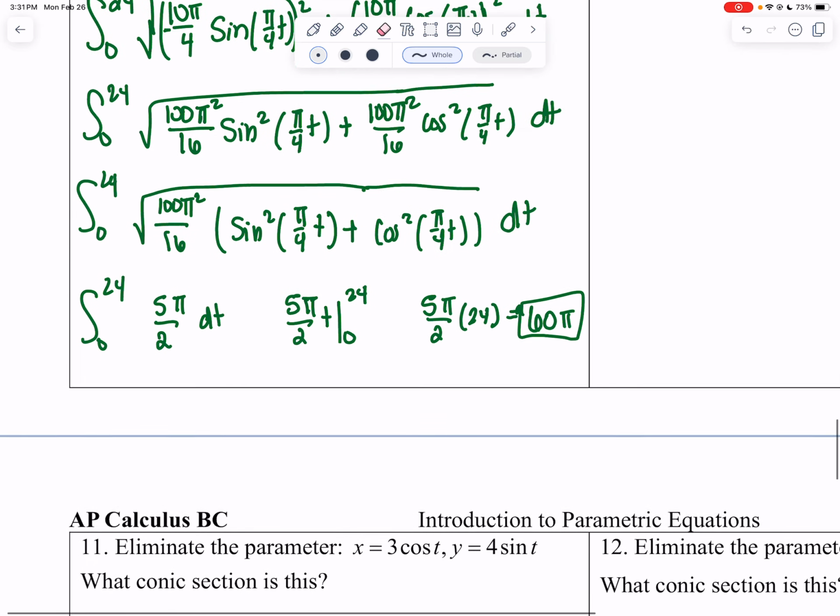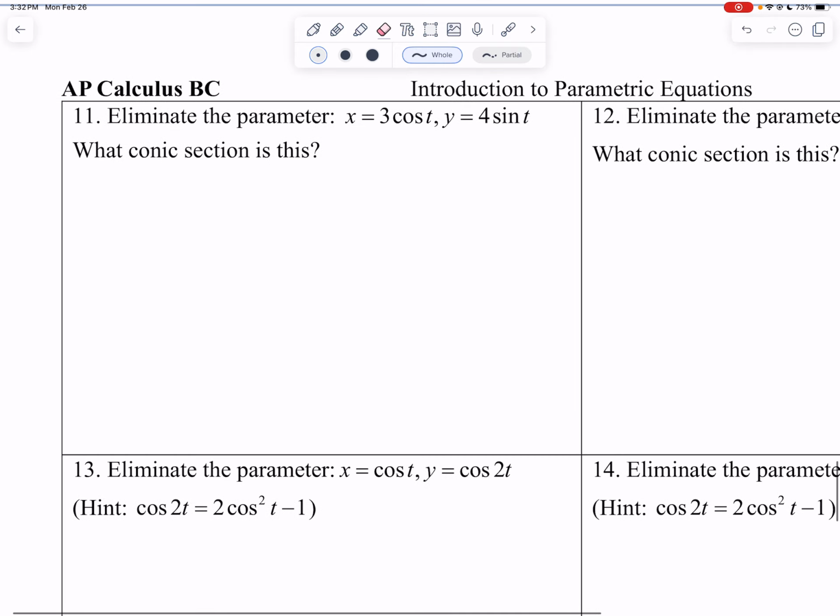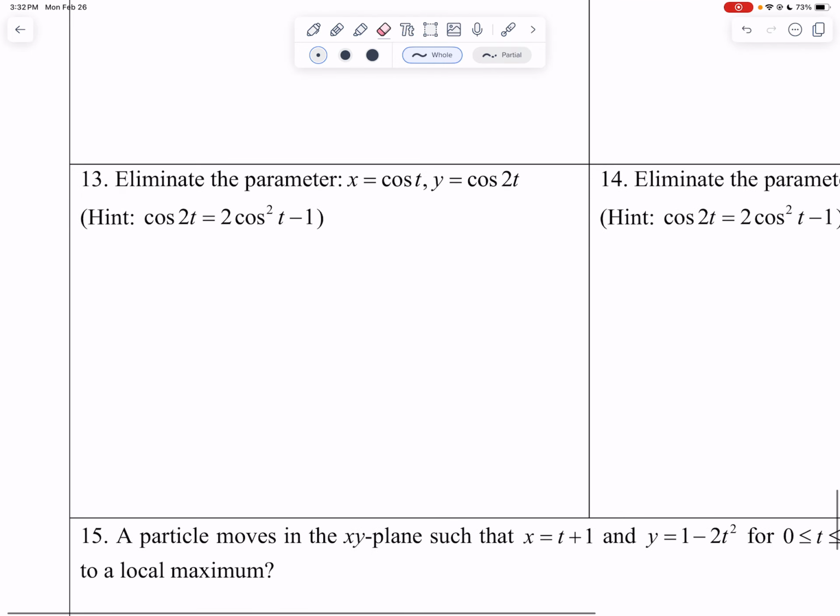All right, so we're going to be doing more eliminating the parameter in terms of trig. This is going to be a lot of fun. So let's say number 13, where we want to eliminate this parameter right here. We have x is equal to cosine of t and y is equal to cosine of 2t. And I gave you a hint that cosine of 2t is equal to 2 cosine squared t minus 1, which is one of the trig identities that you kind of need to know for this class.